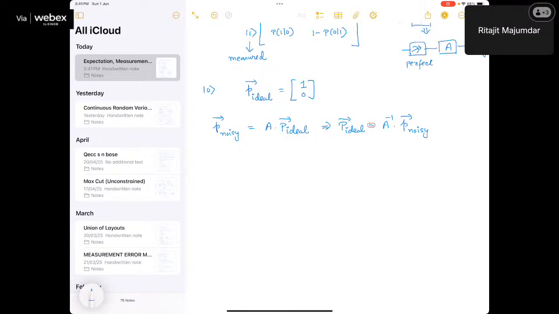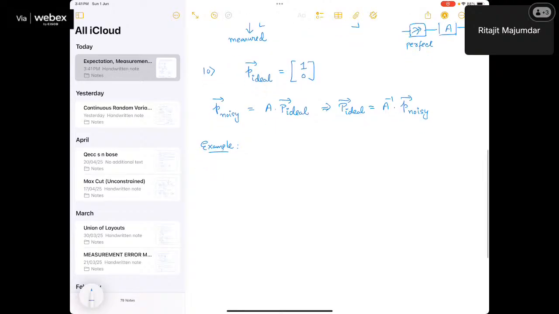As simple as this. But there are a few more things that we need to think of. Let's take an example. Examples make things clear. But the main idea of measurement error mitigation is this. You already know the noisy outcome, you know the A matrix, just invert the matrix, multiply, and you get the ideal outcome.